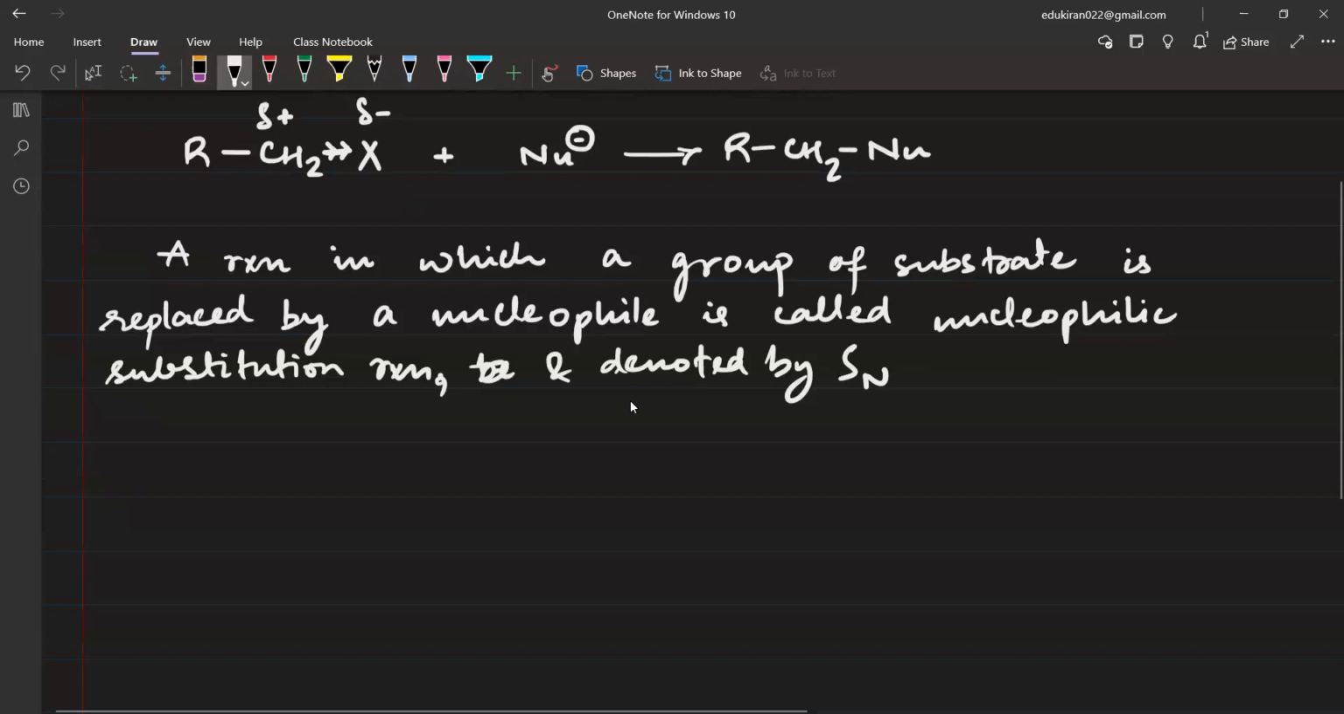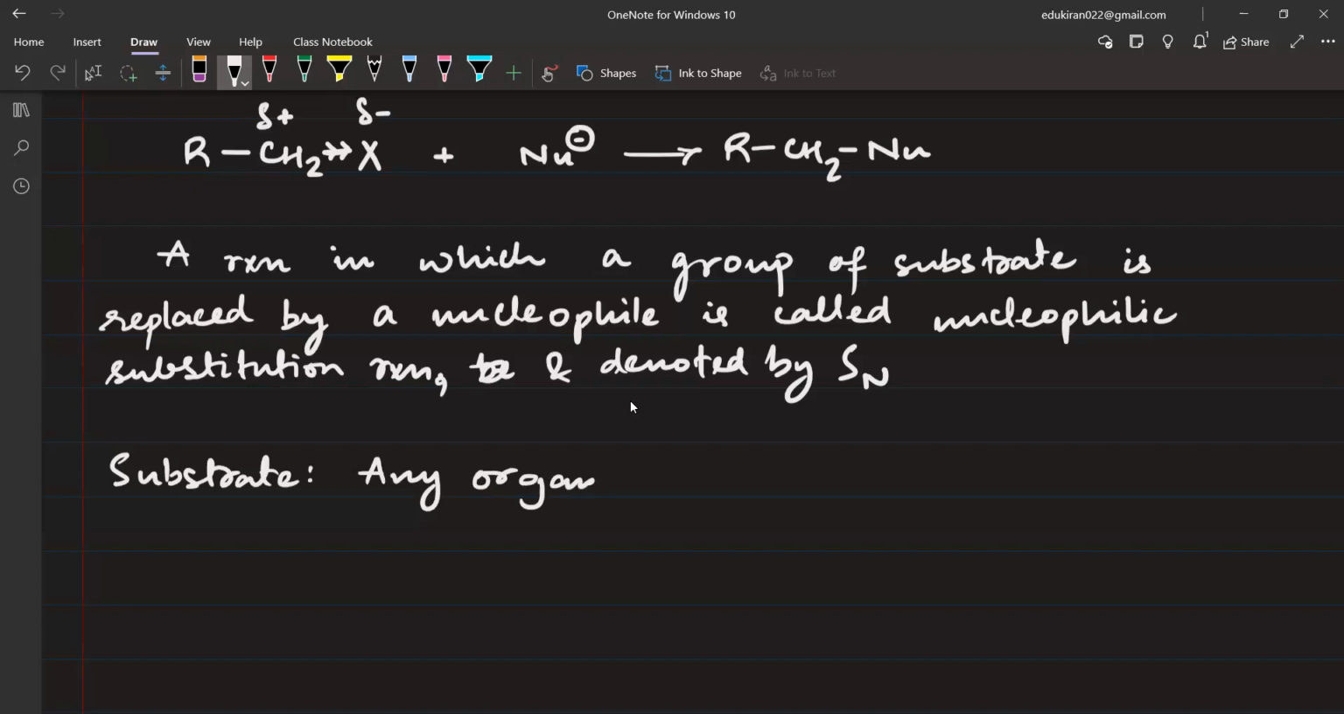Some basic definitions, please write. Substrate. So in this case, for substrate we are going to take haloalkane, but a substrate is any organic reactant molecule. Okay. So what is a substrate? Any organic reactant molecule.